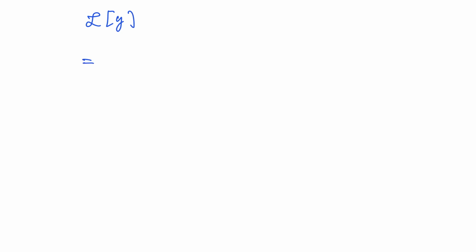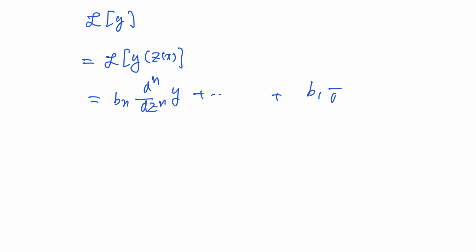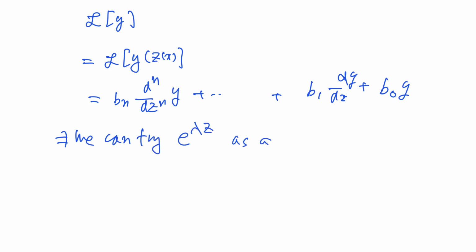Ly becomes Ly over c over x is bn dzn dn y plus p1 dz dy plus p0 y. So this form suggests the trial solutions, right? Exponential lambda z. So that means we can try exponential lambda z as a trial solution, right?